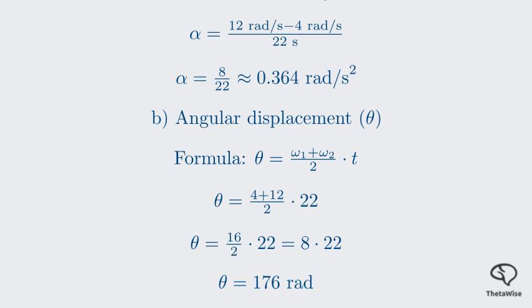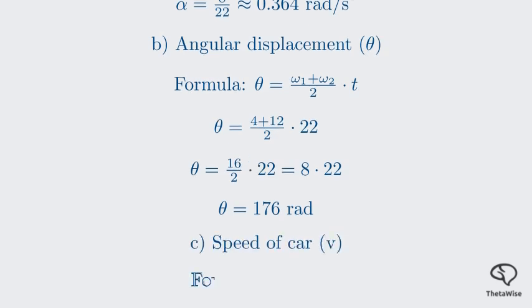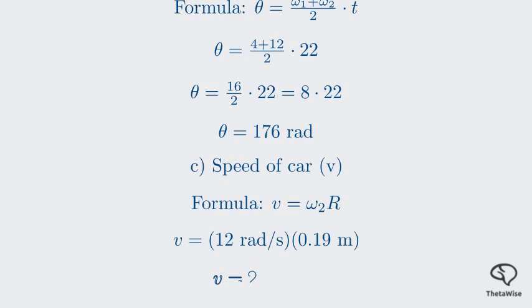Now for part C, the speed of the car after 22 seconds. The speed of the car is a linear speed, which is related to the wheel's rotation. The linear speed, v, is equal to the final angular velocity, omega 2, times the radius. We use omega 2 because we're interested in the speed after 22 seconds, at the end of the acceleration. So v equals 12 radians per second times 0.19 meters. This gives a speed of 2.28 meters per second. This is the linear speed of the point where the wheel touches the ground, which corresponds to the speed of the car.